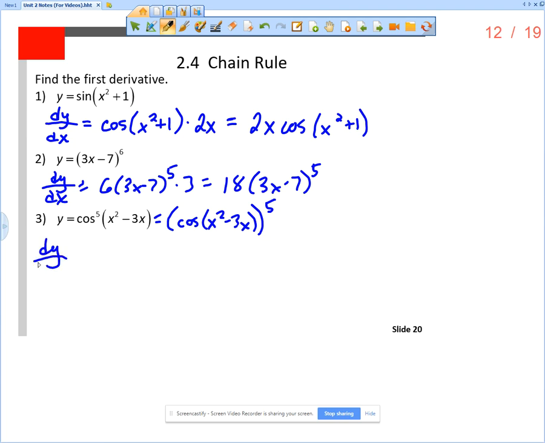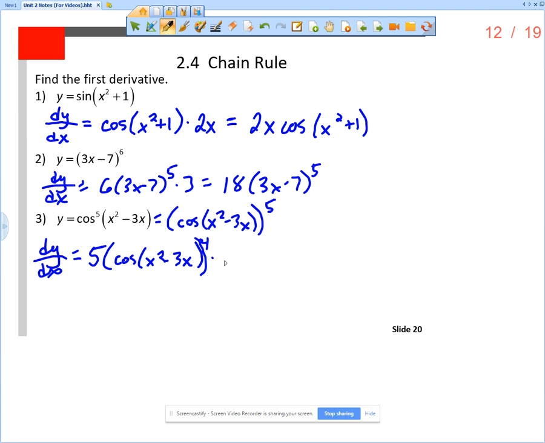So dy dx. All right, so first thing, derivative of a fifth power is 5 times that thing to the fourth. So inside stays the same, cosine of x squared minus 3x. Okay, then we multiply by the derivative of the inside. So now forget about the fourth power, the fifth power, whatever. Now I have cosine of x squared minus 3x. What is the derivative of cosine of x squared minus 3x?